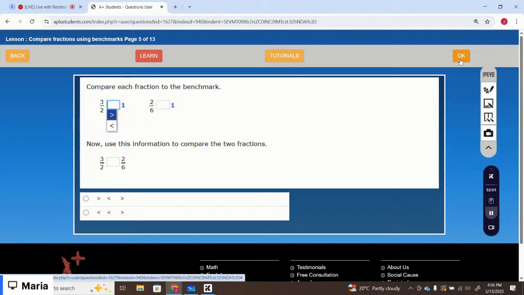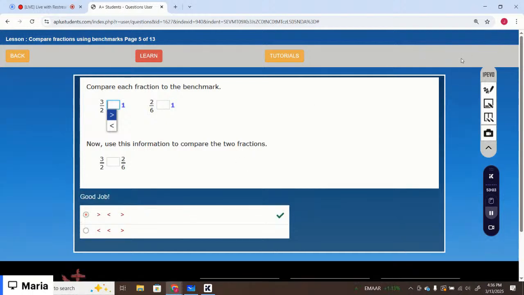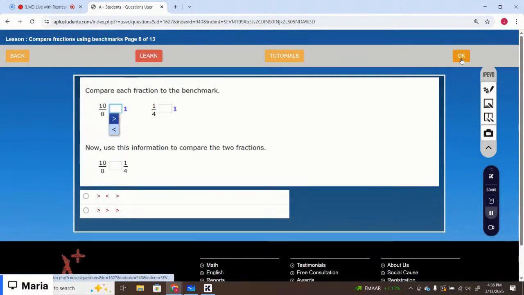Three by two is greater than one. 2 by 6 is less than 1. So 3 by 2 is greater than 2 by 6. Option number 1 is the correct option. Okay, 10 by 8, you have to compare it to 1 by 4. So which is the correct option?